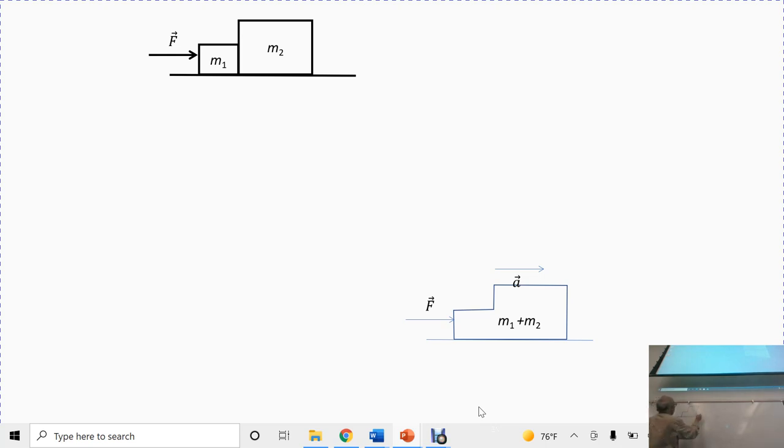Okay, so here you go. We have this known force that's applied to the object. We have this mass m1, mass m2, and we have this little interface here. Let's look at every force that's applied. You have the weight of one, the weight of two, the normal of one, the normal of two.